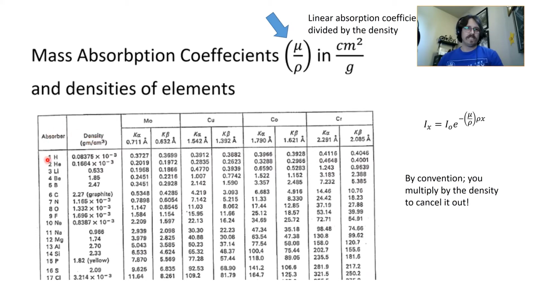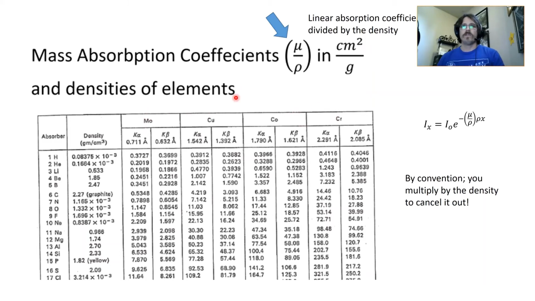This column here is the absorber, and I've cut off a few, but we have aluminum, which is a good metal to use. We also get the density. So linear absorption coefficient divided by the density. This is tabulated by convention, and historically you could only find tables of mass absorption coefficients. But I have another source I'll show you in a bit. And this is the different X-ray source.